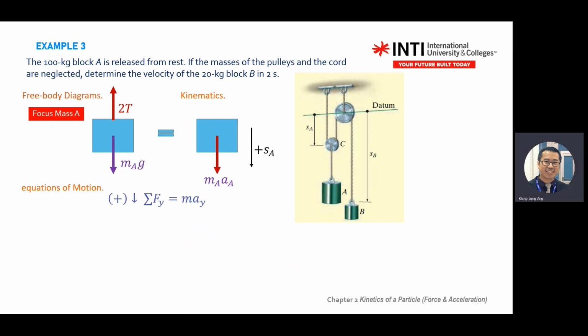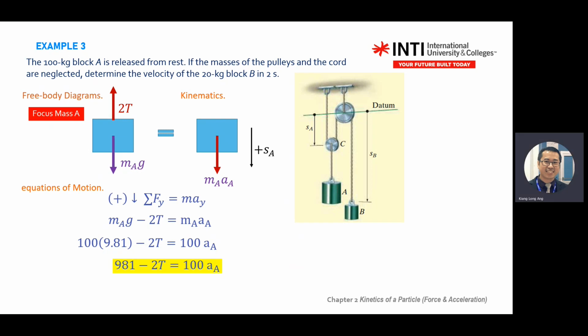So we look at A first. A, F equal to MA. You analyze all the F here. Normally go up positive, but in this case we follow the datum, not the normal go up positive. We follow the datum, go down positive. That's why your mg is positive and not negative. Minus T equals MA. You get the first equation. You substitute, you know the mass of A, you know the gravitational force. You get the first equation with T and acceleration of A.